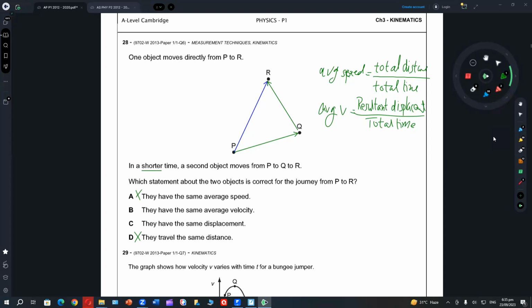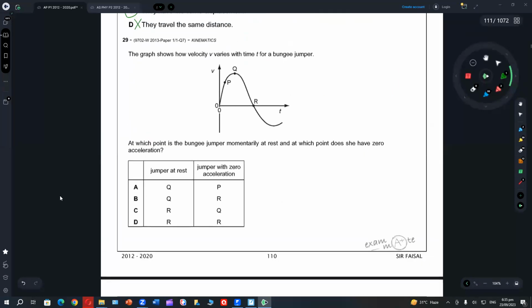Yes, sir. So that is also possible. Now, only C is left out. And why is it logically the right answer? Logically, it is the right answer because displacement is a vector, and no matter how many routes you take, the final and the initial position are the same.